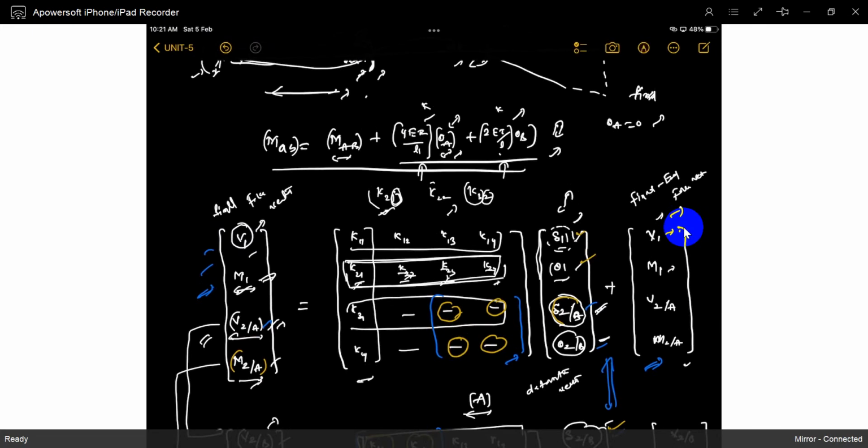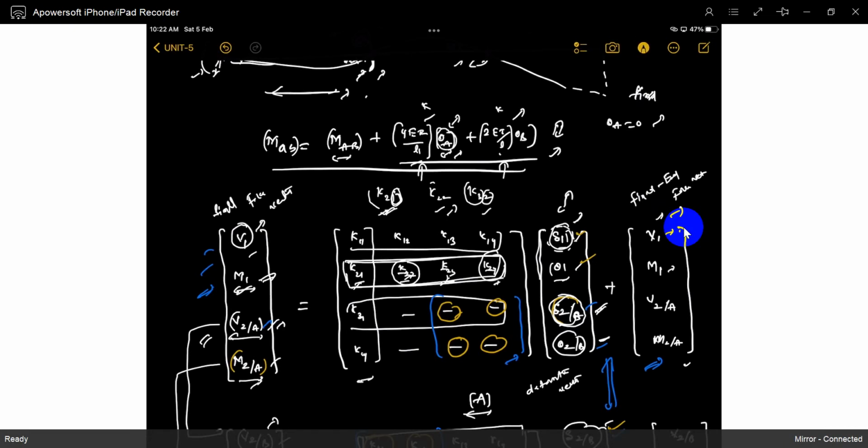So these are 4EA by L, what does it mean? This is the k22 stiffness, 2EA by L, this is the k24 stiffness. So just remove this vertical displacements. So the force generated for unit deformation is understood. K21, K22, K23, K24 mean force generated for unit deformation multiplied with the deformation.